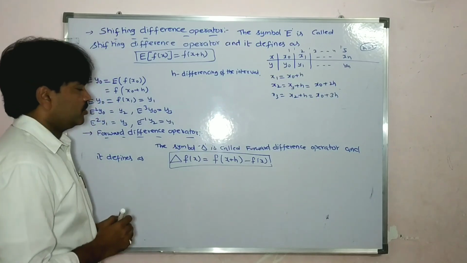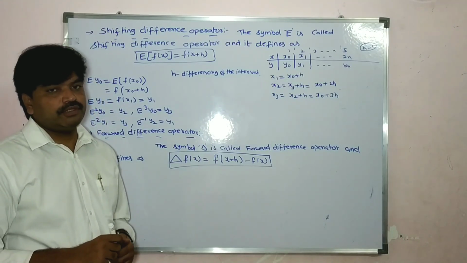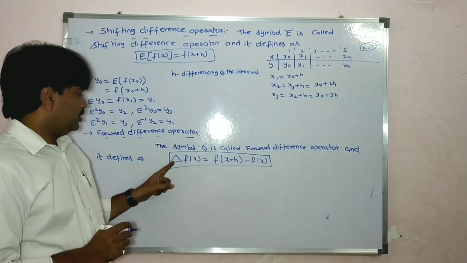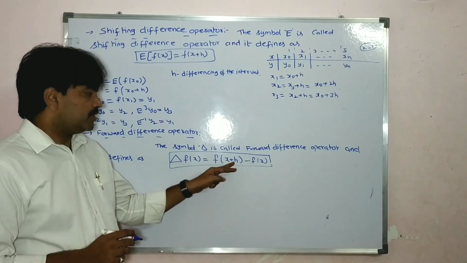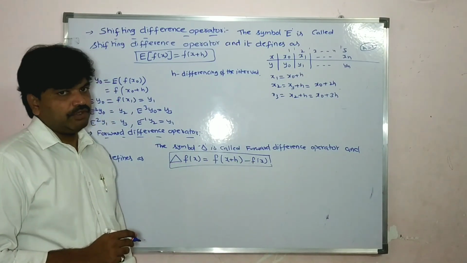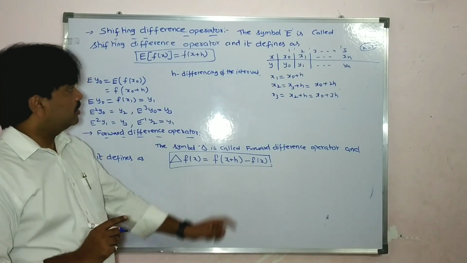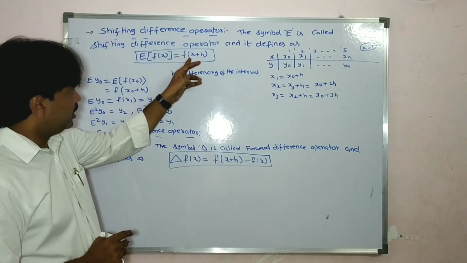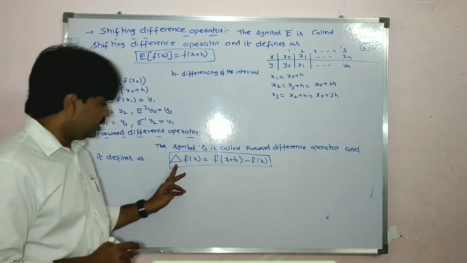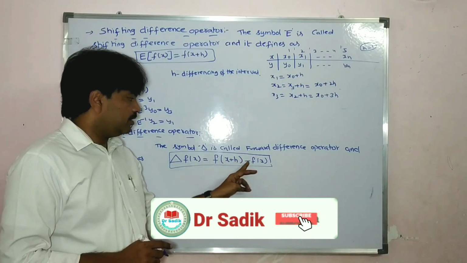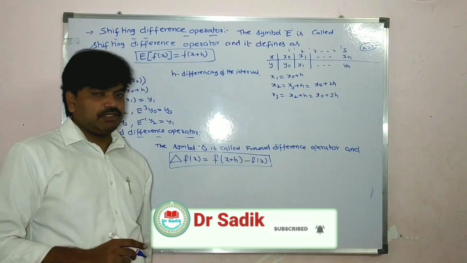This is very important, students. Forward and backward are very important. What is del f of x? F of x plus h minus f of x. In case of E of f of x, we have only f of x plus h. In case of del, the forward difference operator, the extra term is minus f of x.